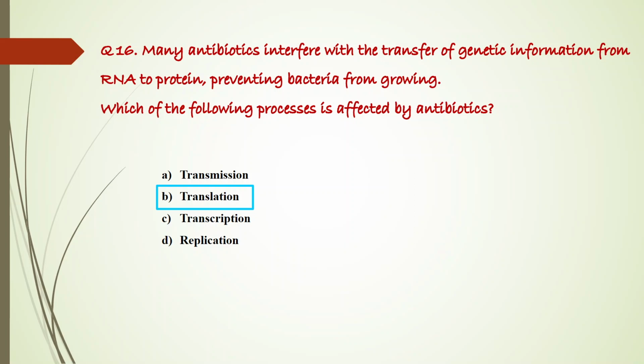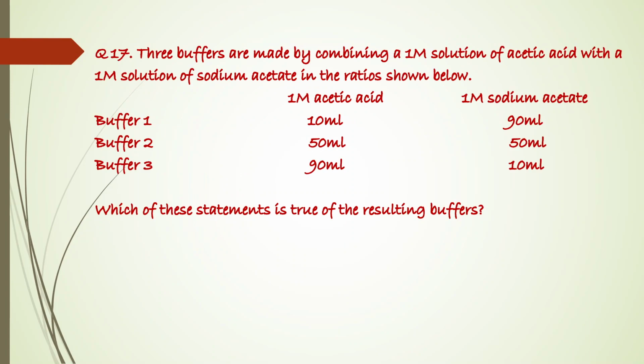So it is basically stating it is hampering the information transfer step from RNA to protein. So which RNA basically does that? That is your mRNA, which transfers the information to protein. So that particular step is obviously known as translation. So this particular mechanistic pathway of antibiotics affects the translation process. That is what was asked in this question. Moving to the next one.